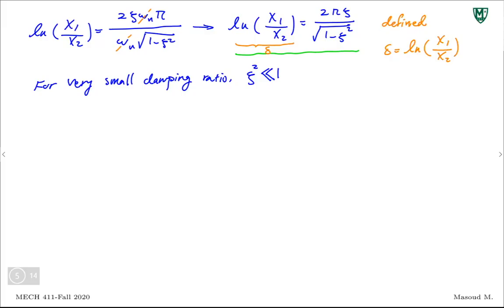So if zeta is very small, I can easily say delta, which is now defined as ln x1 over x2, is 2 zeta pi. That's pretty much it. So from there I can find zeta, right? Delta over 2 pi. That's all I was trying to find. From the beginning, all this mess I made, the mathematics, I simplified things, multiplied things, divided things, just because I wanted to find a way to connect zeta, or damping ratio, which represents the damping for my system, to delta. Delta being the ln of the ratio between two successive peaks.